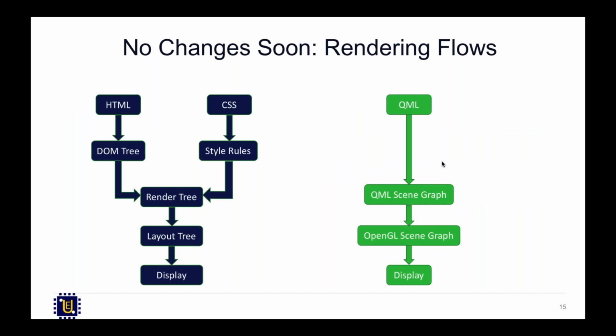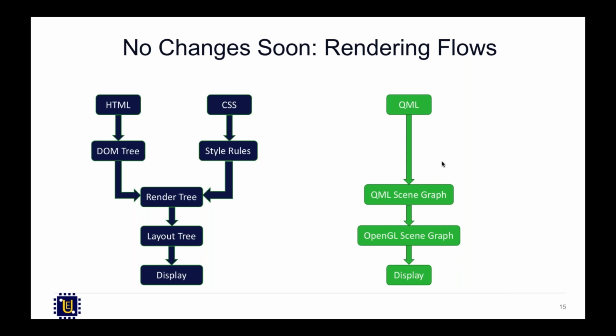If you look at the rendering flows, well, the QML flow is really optimized for OpenGL acceleration. So QML is mapped pretty directly onto a QML scene graph. That is fast. And then the QML scene graph is pretty similar to an OpenGL scene graph, which you can accelerate with your GPU in a very nice and optimal way.